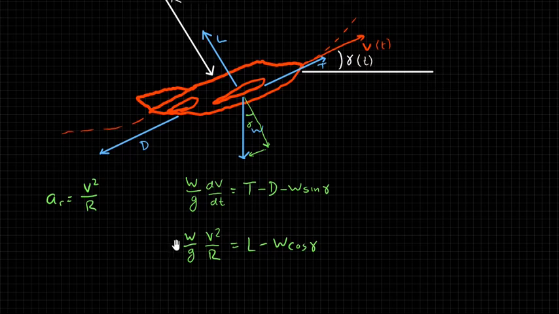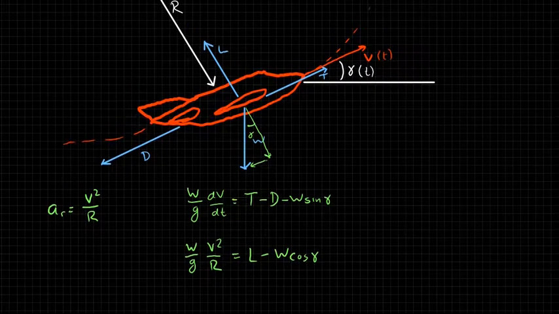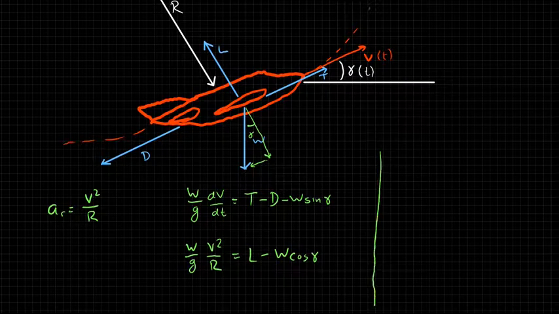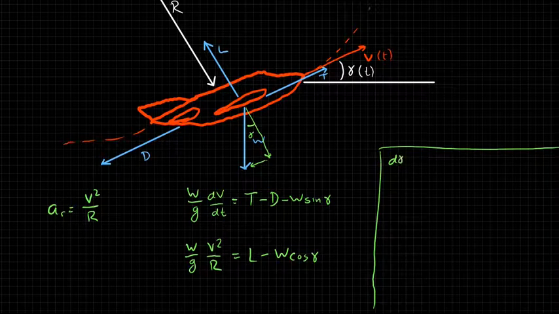Sorry, I kind of want to keep this on here if I can. I hope I can fit everything. I'm just going to come over here to do some interesting relationships. So I'm going to put this in a box. Okay, so we're going to call the change in gamma over the change in time, remember that our climb angle is changing with time, we're going to call that capital omega. Okay?